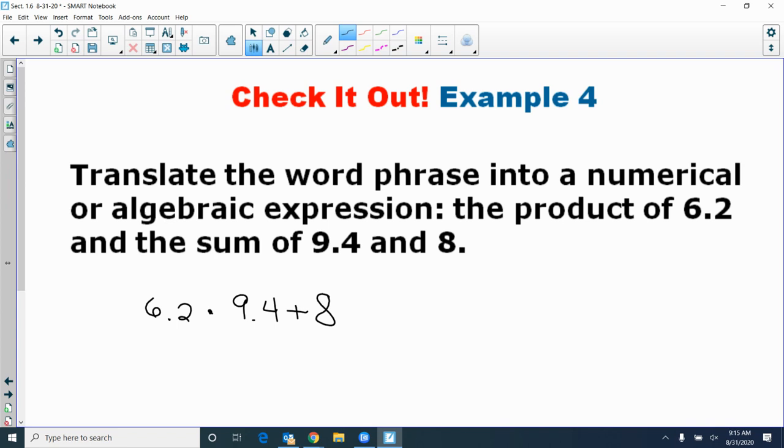What is it? You put parentheses around 9.4 plus 8. It'll change your answer because it's telling you to add together those two and then take that answer times 6.2. You're going to come across a couple like that where you have to indicate with an algebra sentence what they're saying. It's important, because if you don't put those parentheses in there, it's a totally different problem.